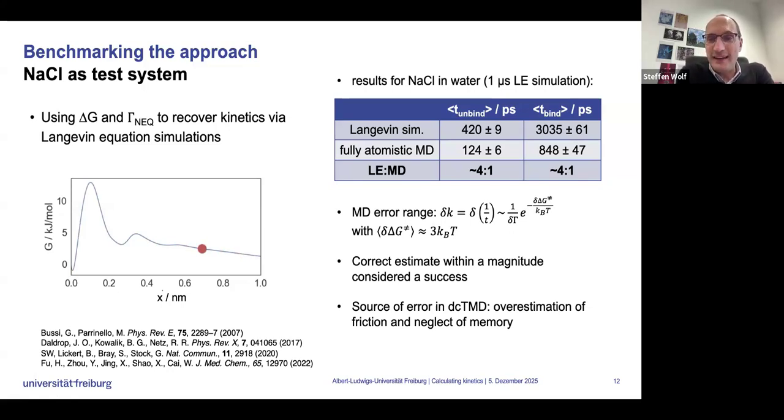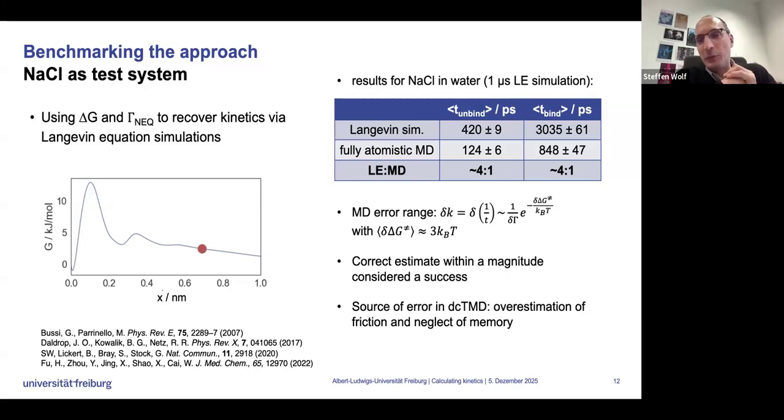That means that in case we have an average error, it would lead to an error of e to the power of 3, which is roughly a factor of 16. So in case we have an error from the friction on the order of a factor of 4, this is negligible against the free energy error. And usually in the field where I'm working, a correct estimate within a factor of 10 is already considered a success.